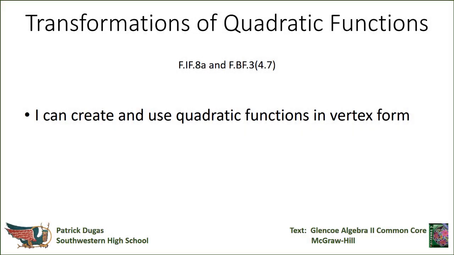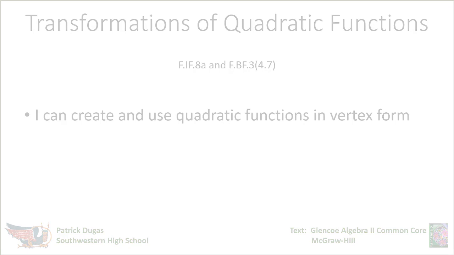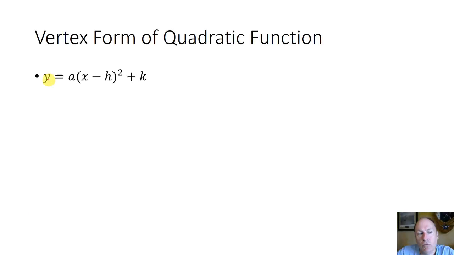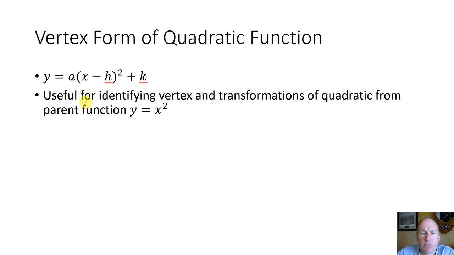This screencast is about transformations to quadratic functions, and we're going to look at something called vertex form that's going to help us do that. When we're using the vertex form, y equals a times the quantity x minus h squared plus k, h and k are variables that define the vertex of the quadratic. This makes it very useful for identifying the vertex.